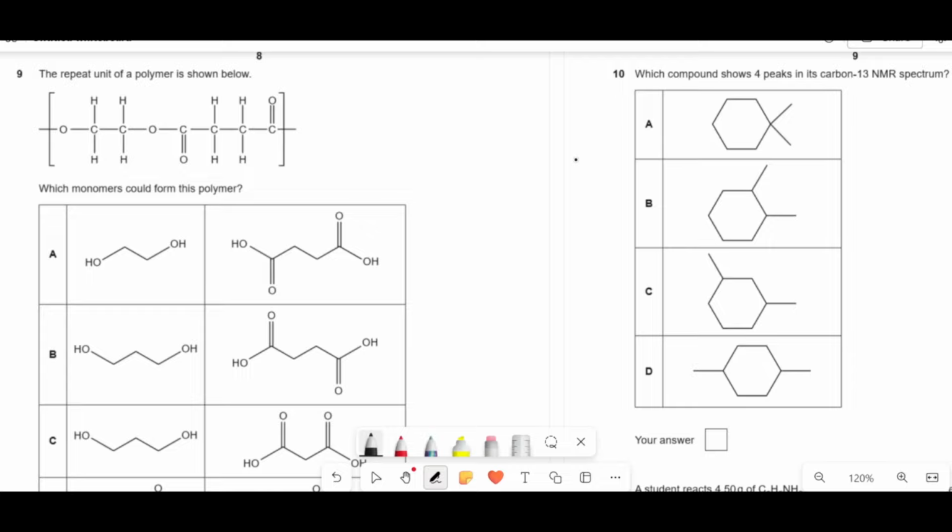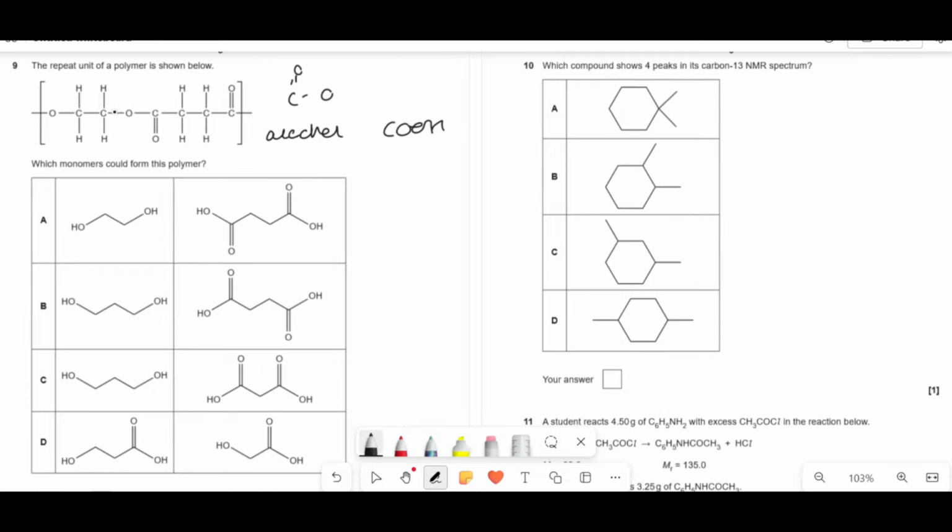Now, the repeat unit of a polymer is shown below. You should immediately be able to see that there is a C double bond O here, which means it must be a polyester, which means an alcohol and a COOH carboxylic acid made this originally. So what we must have had is a 2-carbon alcohol, right? Or a diol, because we're going to have two ends on this. And you can see there's two C double bond O's here. So it's going to have to be a dicarboxylic acid on this end with two carbons in it as well. So whichever one fits the bill.